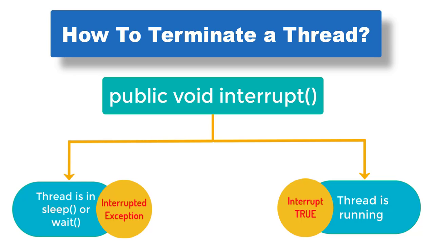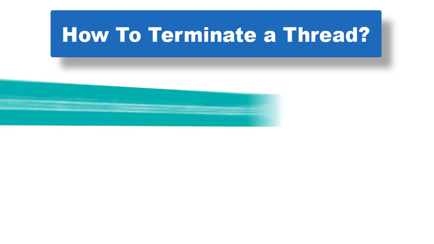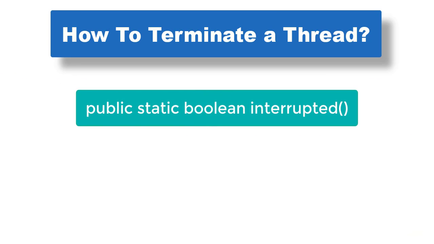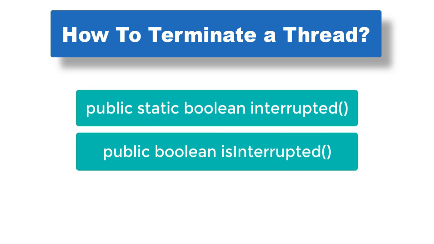Regarding the interrupt, we have two more methods provided by the Java Thread API. The first one is the public static boolean interrupted method, which is a static method, and the other one is isInterrupted, which is a boolean method. The static interrupted method returns the interrupted flag and after that, it sets the flag to false if it is true, whereas the isInterrupted method returns the interrupted flag, either true or false.